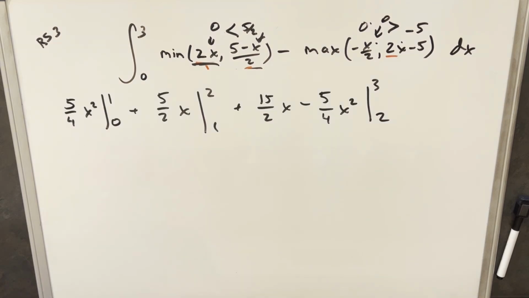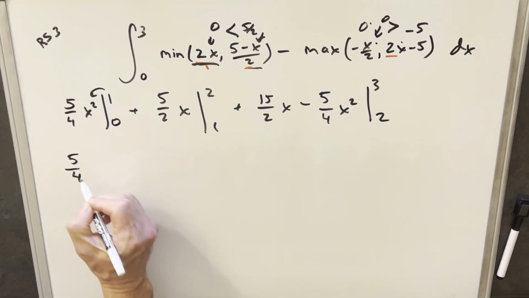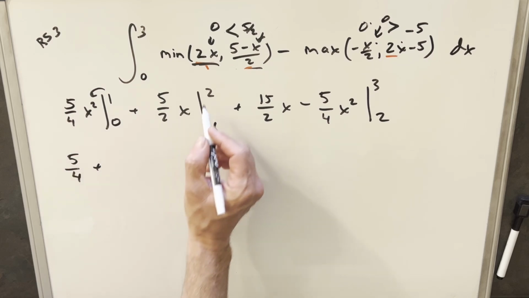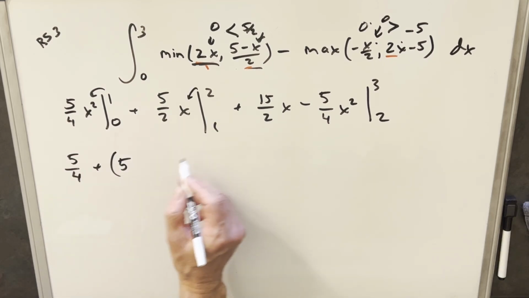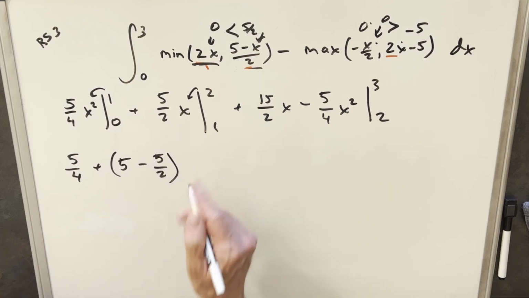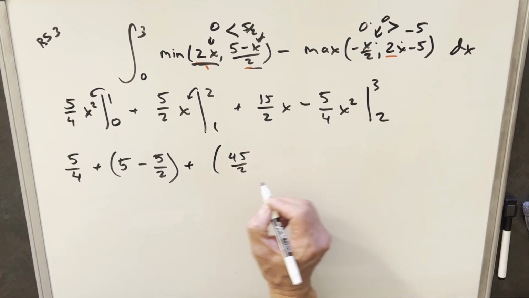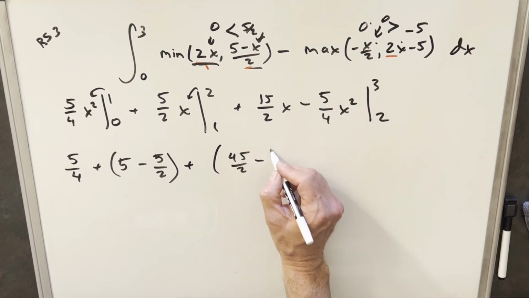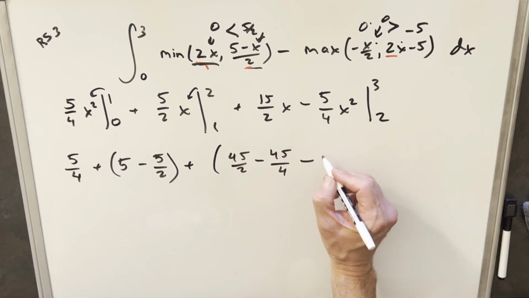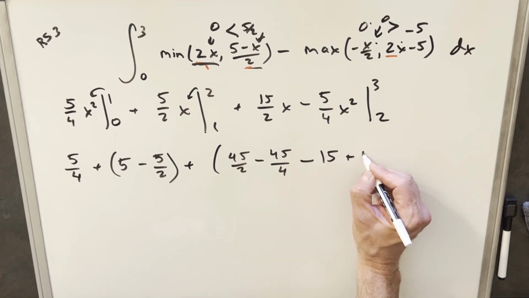Okay, and so now I'm just going to evaluate in order to finish this off. So I'll plug a 1 in here, and we're just going to get 5/4. And 0, when we plug 0 in here, of course we have 0, so I'm not going to worry about that one too much. Plugging that 2 in, we're just going to have a 5 here, and then plugging a 1 in, we're going to have a minus 5/2. Then for this last one, when we plug a 3 in, we're going to have 45/2. 3 squared is 9, minus 45/4. Then plugging a 2 in, we're going to have a minus 15. Then plugging a 2 in again, we're going to have a plus 5.